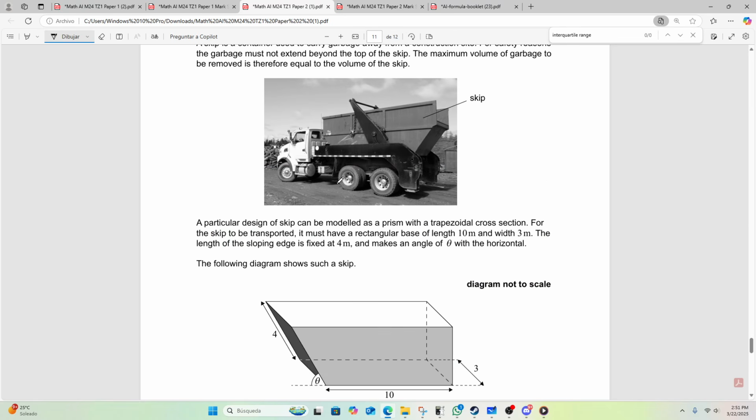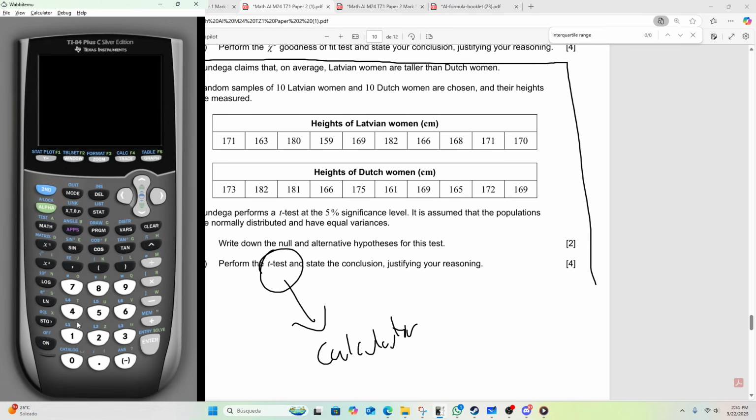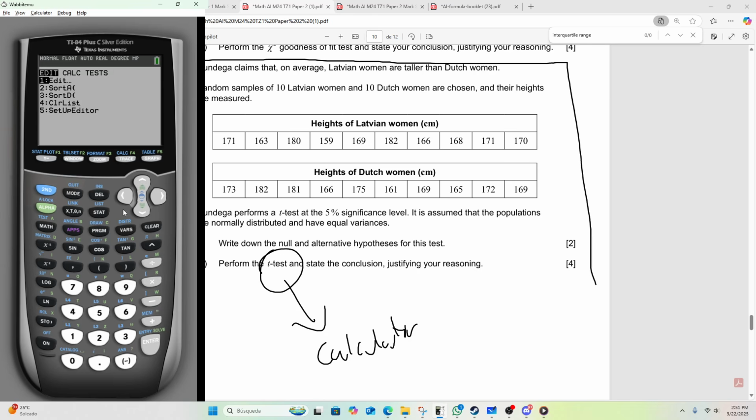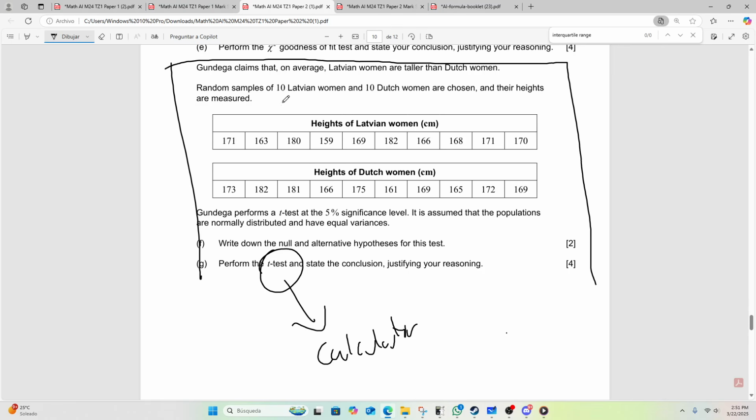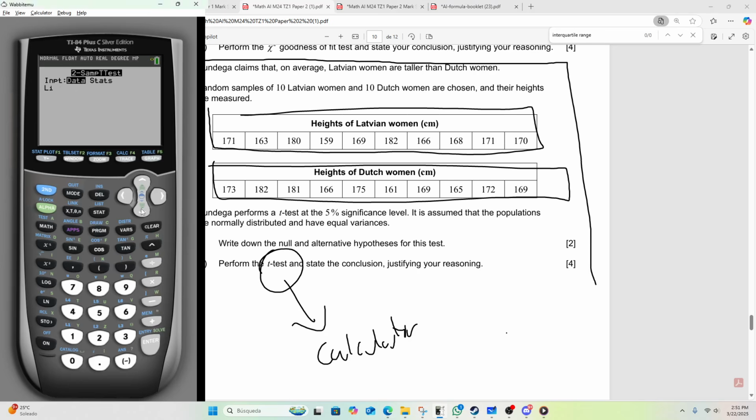Not much to say. Oh, well, t-test, didn't mention it earlier, but the idea is the same. With a t-test, you should be opening up your calculator and seeing where it is. Even following this example, I can go to stat, test, then find my t-test, and here I can see there's a single t-test and then a 2-sample t-test. How many samples do you have here? Latvian woman and Dutch woman. That's 2 samples, 2-sample t-test. What does it ask for?